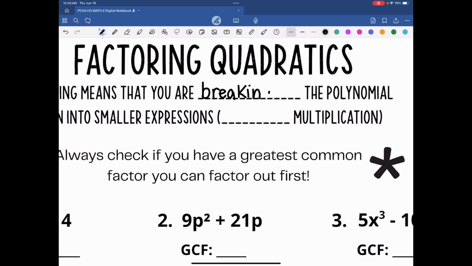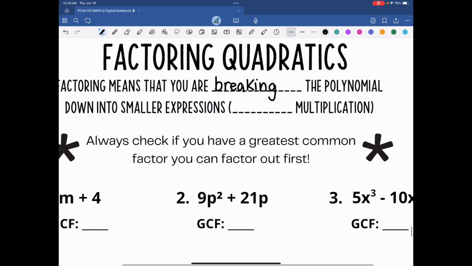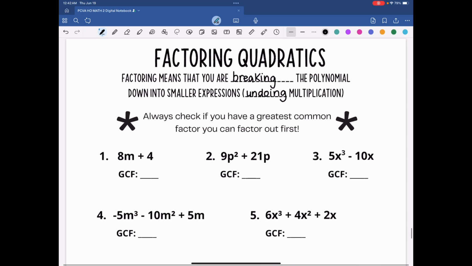Now we're going to want to do this because eventually, when we get to solving quadratics, you're going to have to do some factoring in order to get those pieces. When we talk about breaking it down, that means we're undoing the multiplication. The most important thing really is you always have to check for a greatest common factor. There may not be one, but you need to check for one.